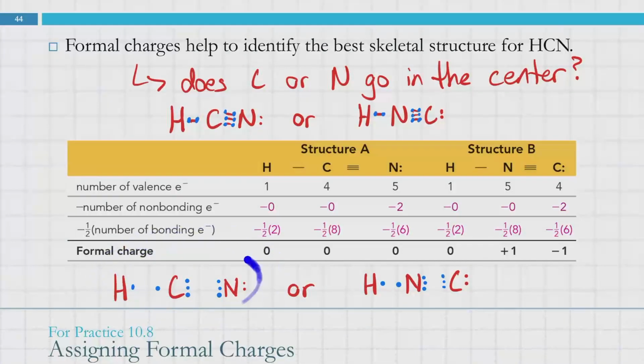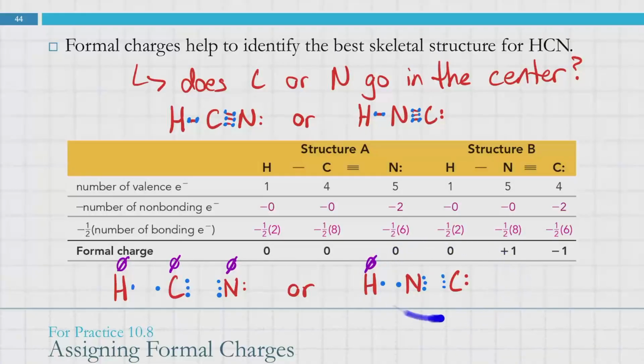So if we're looking at structure A on the left, hydrogen normally has 1 valence electron. It has 1 valence electron. So hydrogen is going to get a 0 for its formal charge. And that's also true in structure B. In structure A, carbon normally has 4, and it has 4, so it has the amount that it wants. So that also gives it a 0. Nitrogen normally has 5, and it has 5, so that gives it a 0. There's going to be no net charge on the carbon or the nitrogen. They've got the number of valence electrons we expect them to have.